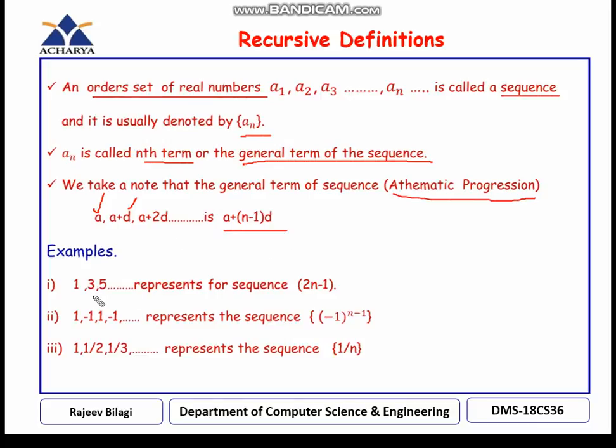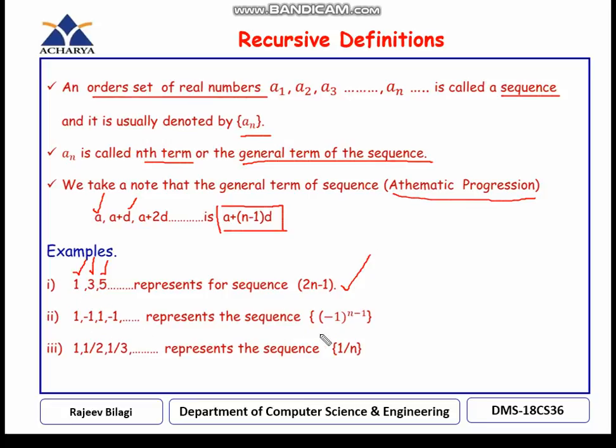If you look at the sequence 1, 3, 5, where a1 is equal to 1, a2 is equal to 3, a3 is equal to 5, and so on, when you use a plus (n minus 1)d, you are going to get 2n minus 1, where a is equal to 1 and d is equal to 2.